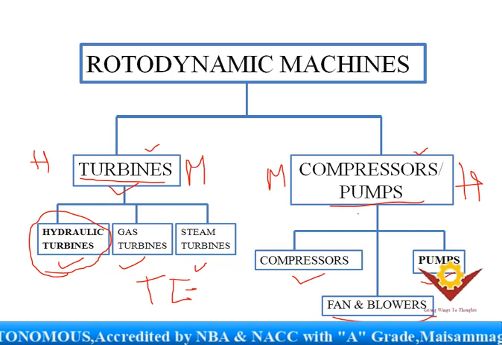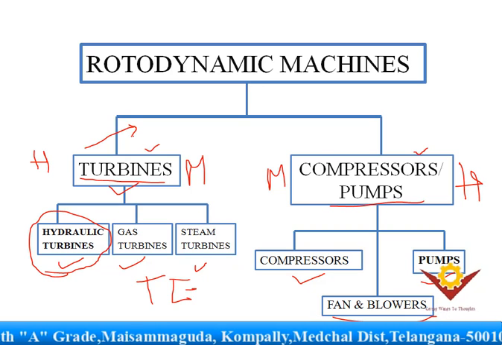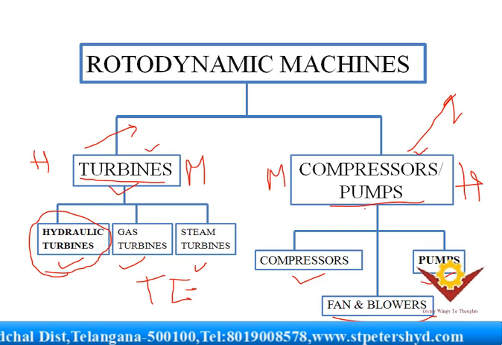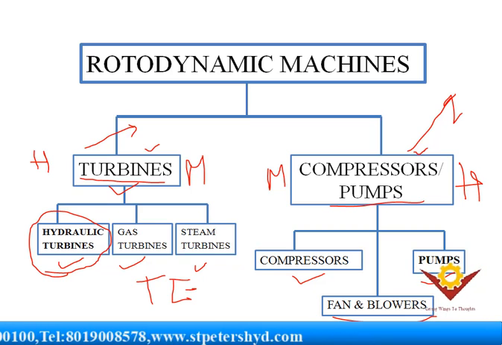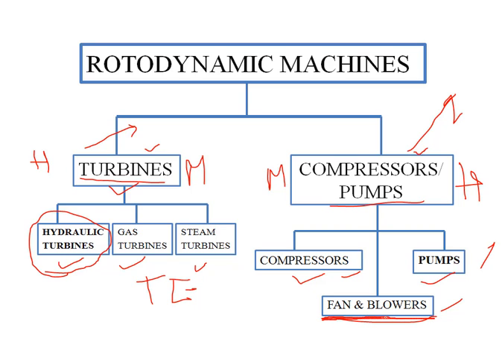Now see here, turbines are energy extracting machines or devices. Pumps are pressurizing devices. Depending on how much the pressure rises, this classification has been done. If the device raises low pressure, it comes under fans and blowers. That means fans and blowers raise the pressure very little compared to pumps and compressors. Pumps are the medium pressurized devices, and compressors are the high pressurized devices. And in this whole course we are going to discuss hydraulic turbines and pumps.